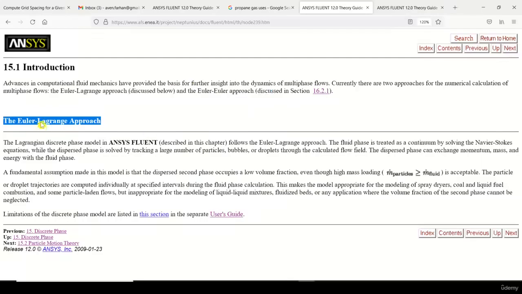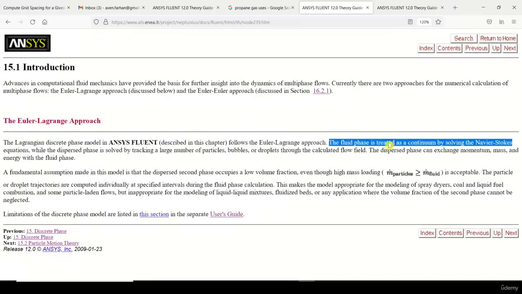I'm not sure how you pronounce this. Is it Lagrange or Lagrange? You can check that. And what is this particular EL approach? Let me just call it EL. In this approach, the discrete phase model in ANSYS Fluent follows the Euler-Lagrange approach, and the fluid phase is treated as a continuum by solving the Navier-Stokes equations. So you can imagine that we have just now solved the Navier-Stokes equations, or the RANS equations, by keeping the working fluid as propane gas.